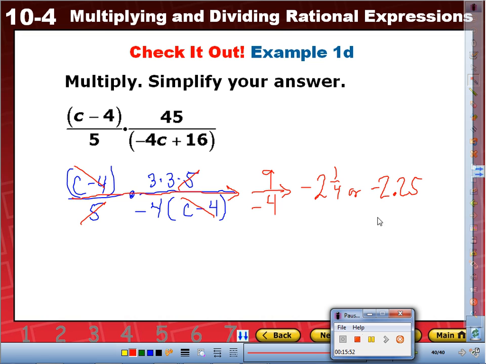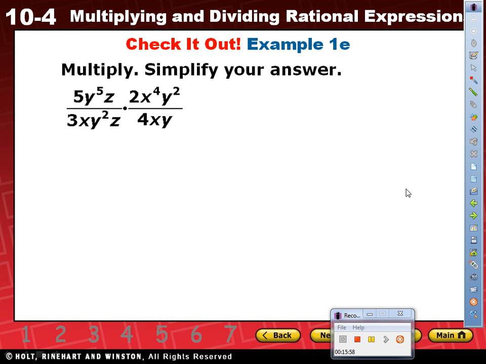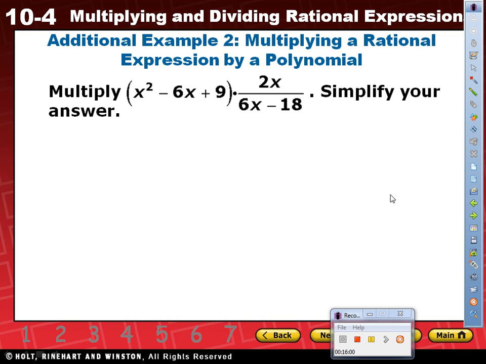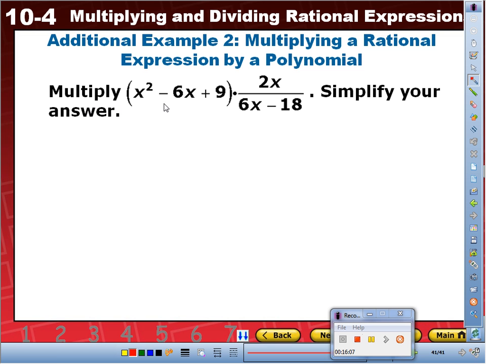Okay, let's move on to the next one. Copy this one. Not that one. Copy this one. Example 2. Copy this. It says, multiply x squared minus 6x plus 9 times 2x over 6x minus 18. You got 20 seconds, and then I'll get started. Simplify your answer.